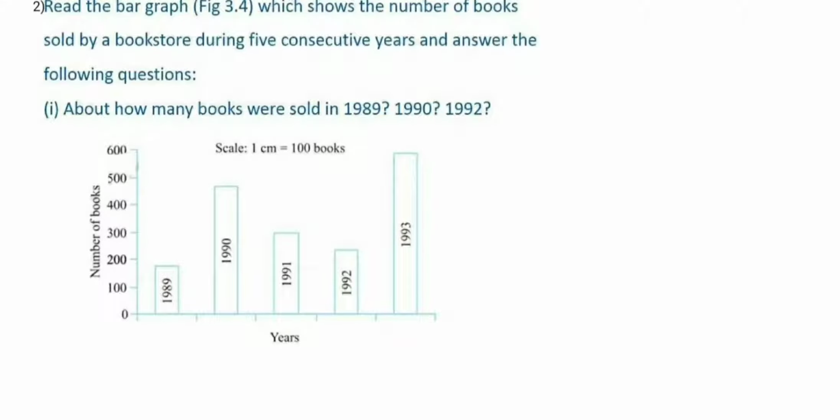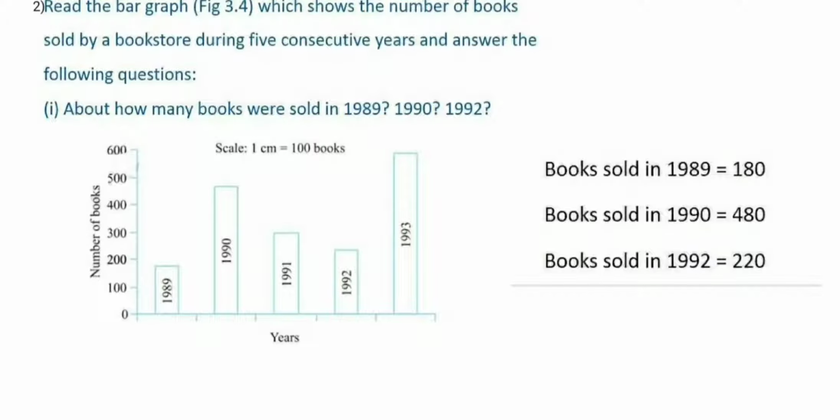Next is read the bar graph which shows the numbers of books sold by the bookstore during 5 consecutive years and answer the following question. First question is how many books were sold in 1989 and 1990, 1992. So in vertical line numbers of book there and horizontal line years represent. So books sold in 1989 is 180.